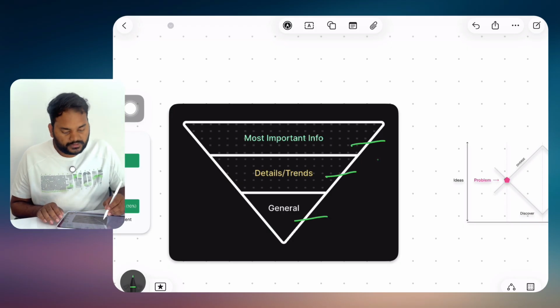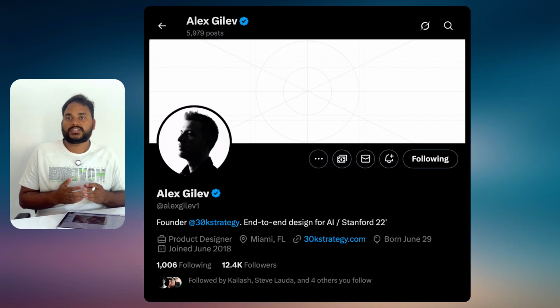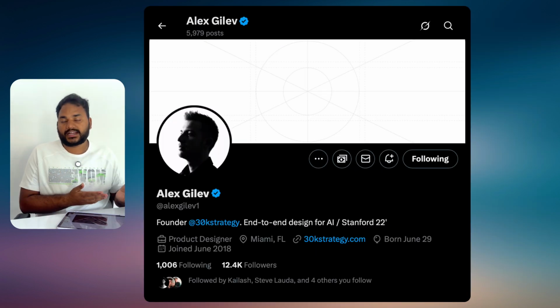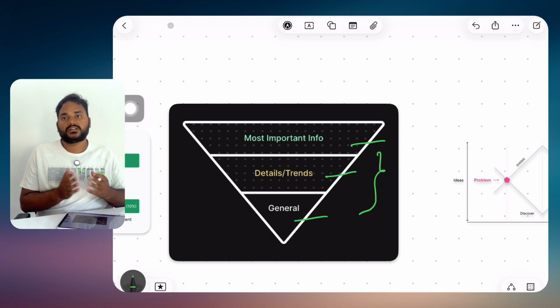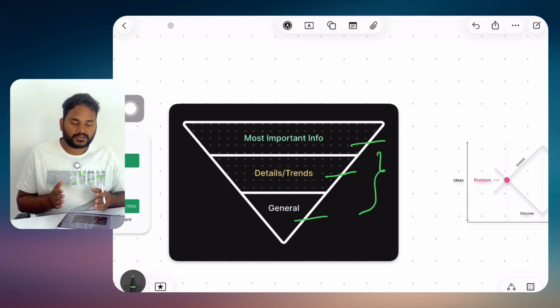And third one is general. So this thing I learned from Alex. You can check out his work. He runs an agency called 30kstrategy.com. He has written a very well structured article on how to design a dashboard. So this particular idea, or ideology, or the learning is taken from him. So go and check it out.